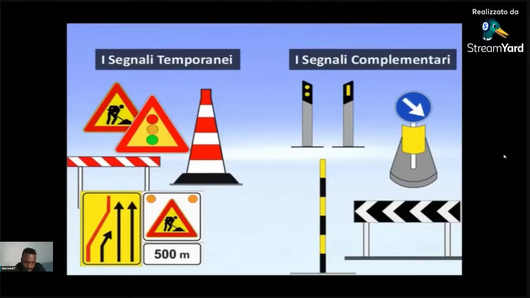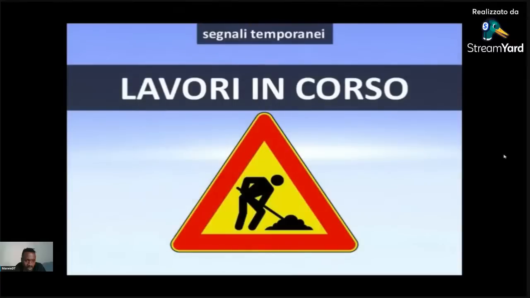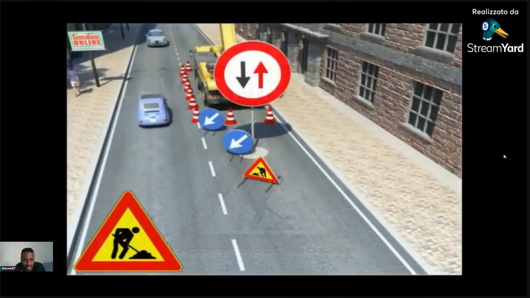Now, let's see on the road where each one is positioned and the specific activity or work that each one of them actually does or means. One of the segnali temporanei is lavori in corso, which is work in progress. The same sign also means there could be mechanic vehicles parked in this area or circulating in this area. So you see, work in progress.